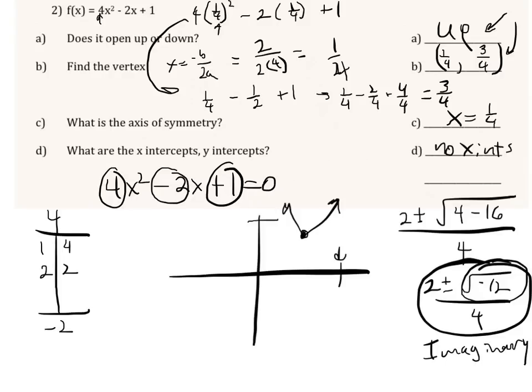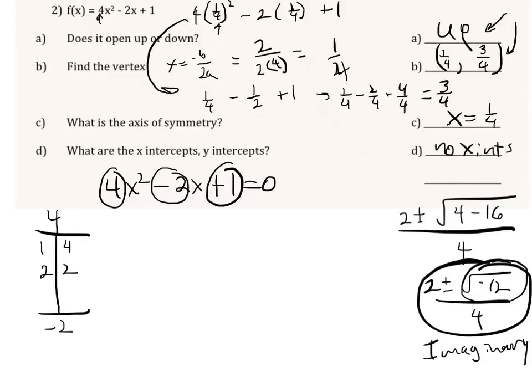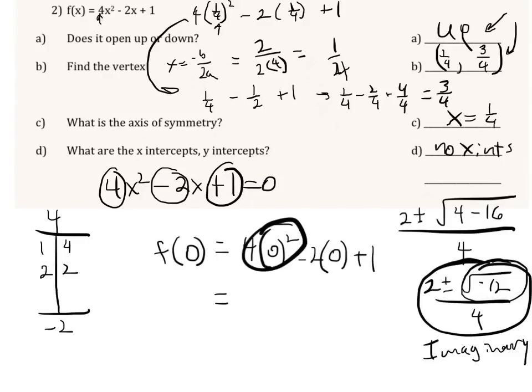For y-intercepts, I want to plug in 0 for x. f of 0 is equal to 4 times 0 squared minus 2 times 0 plus 1. This goes away, leaving 1. So f of 0 is 1, so then (0, 1) is your intercept. Okay?